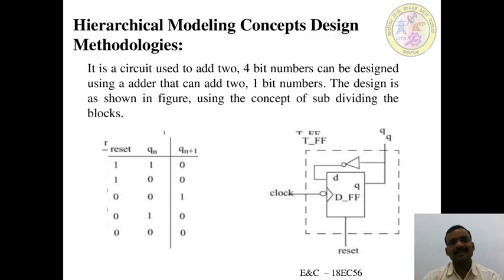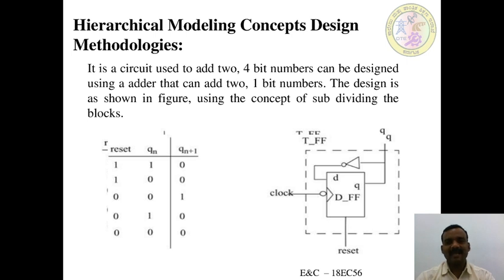Here there is a truth table with reset and Qn plus 1. When the inputs reset and Qn are 1 1, the output is 0. A circuit to add two 4 bit numbers can be designed using an adder that can add two 1 bit numbers. In the T flip flop the leaf cells are the D flip flop and the inverter.